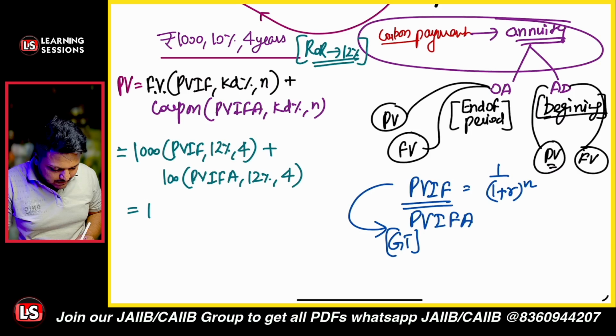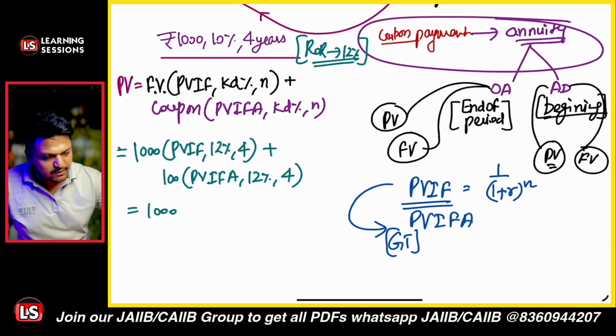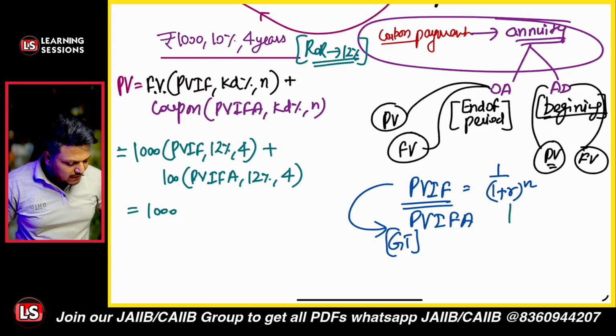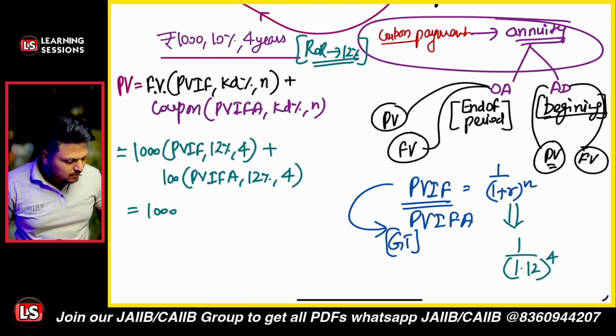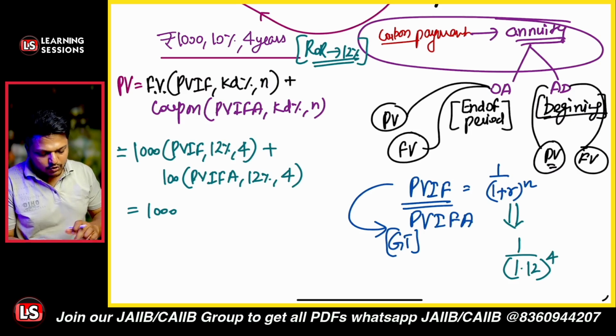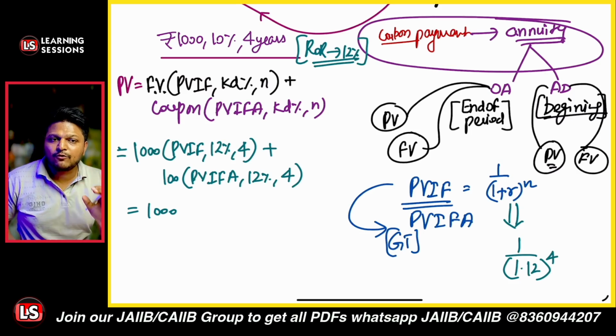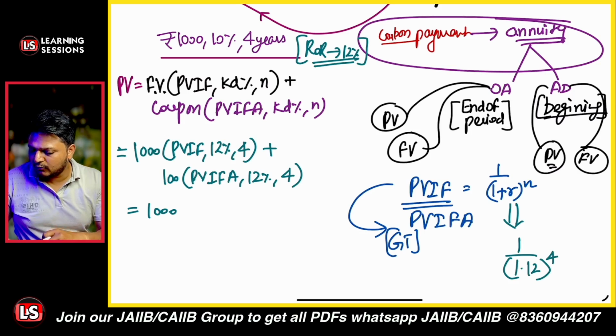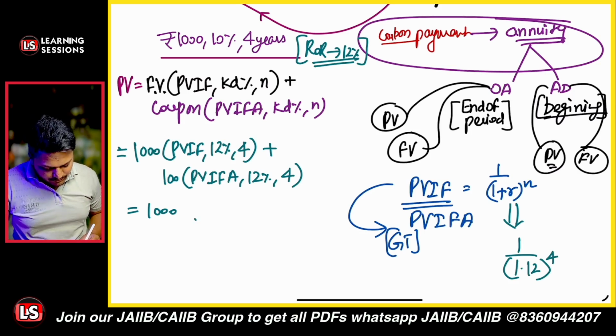Now we need to solve, right? So 1000 times... now just remember this particular formula, 1 divided by (1 plus r). Now we have to put the values. R is 12%, so in decimal form it is 1.12, 1 plus 0.12. N is 4. So 1 divided by 1.12, and now press the equal to sign 4 times, the number of n: 1, 2, 3, 4. So the PVIF value came out to be 0.6355.